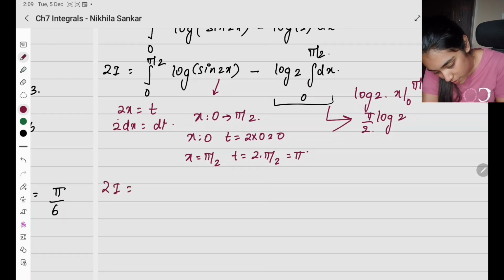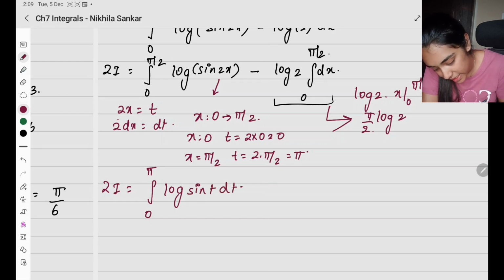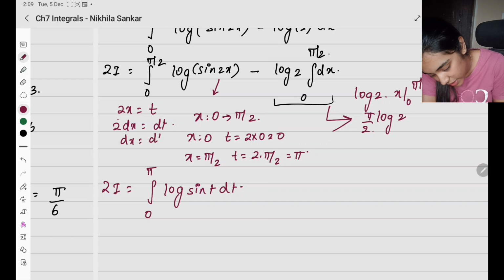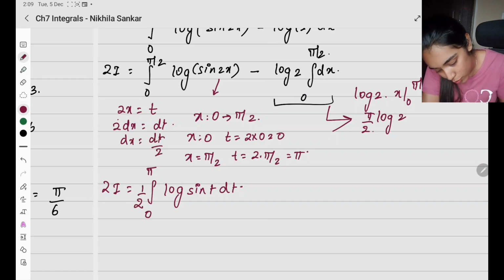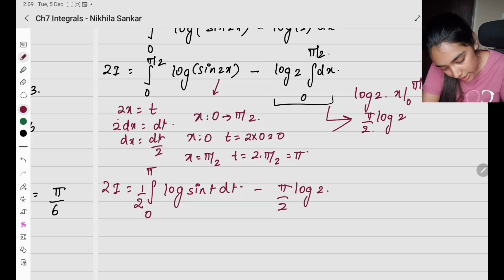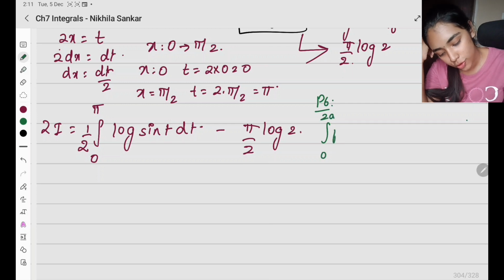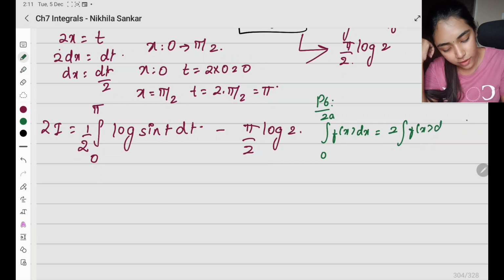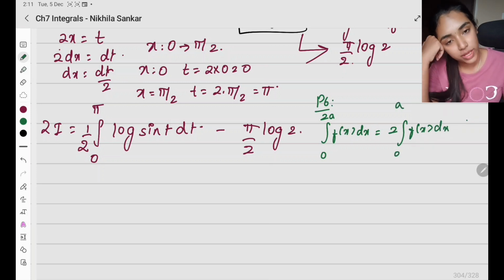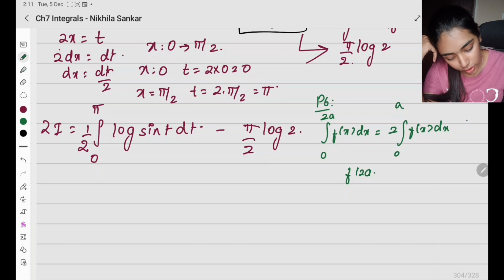The question now becomes 2I equals integral 0 to pi of log of sin t times dt divided by 2. dx equals dt divided by 2. So 1 by 2. And this is my first integral, minus what we got, pi by 2 times log 2. So what do we know from property number 6? Integral 0 to 2a of f of x dx is 2 times integral of f of x dx from 0 to a, if f of 2a minus x equals f of x.